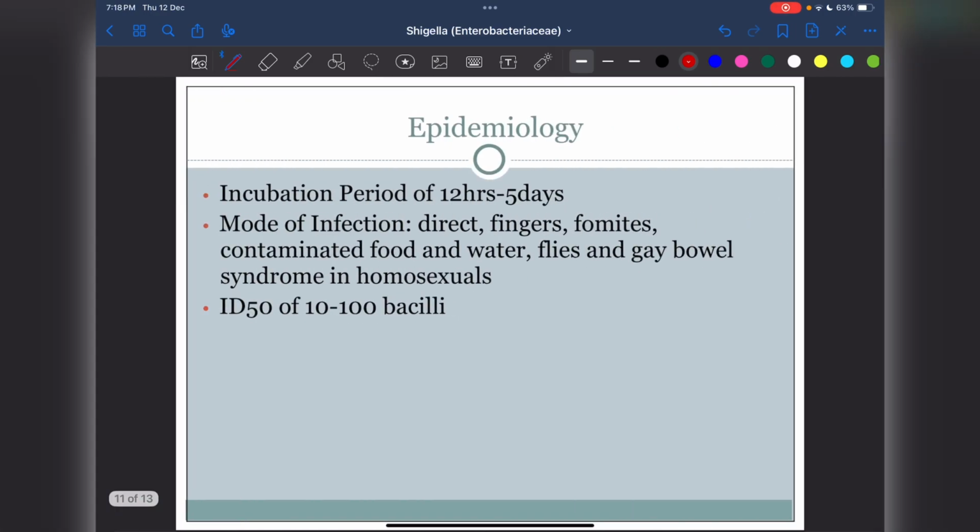In epidemiology there is an incubation period of 12 hours to 5 days generally, and the modes of infection by which the spread occurs are many. They can be direct spread by fingers, fomites. There can be contaminated food and water, flies, and also in homosexuals they can spread by gay bowel syndrome. We have already discussed they have a low infectious dose of just 10 to 100 bacilli.